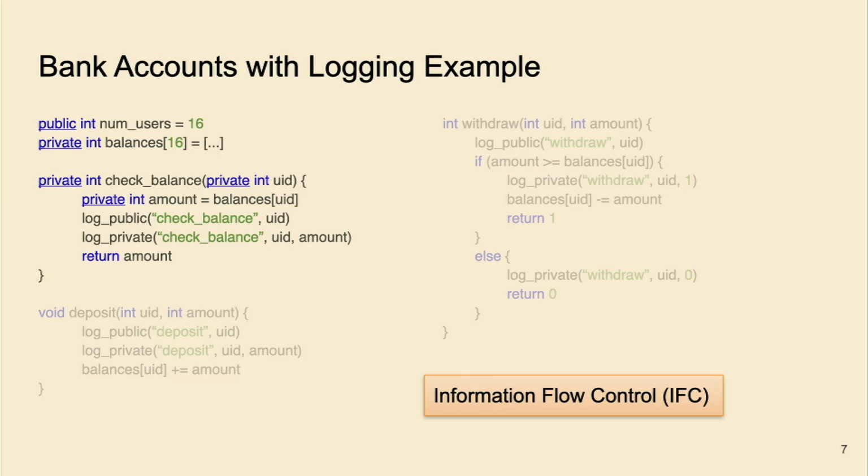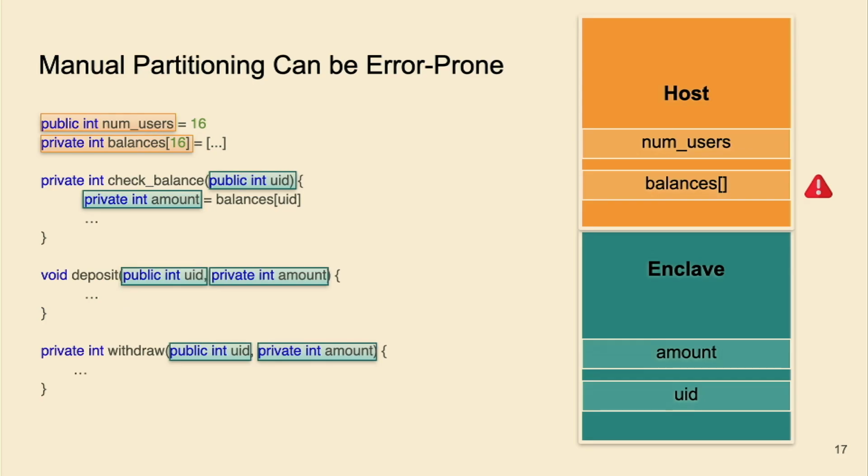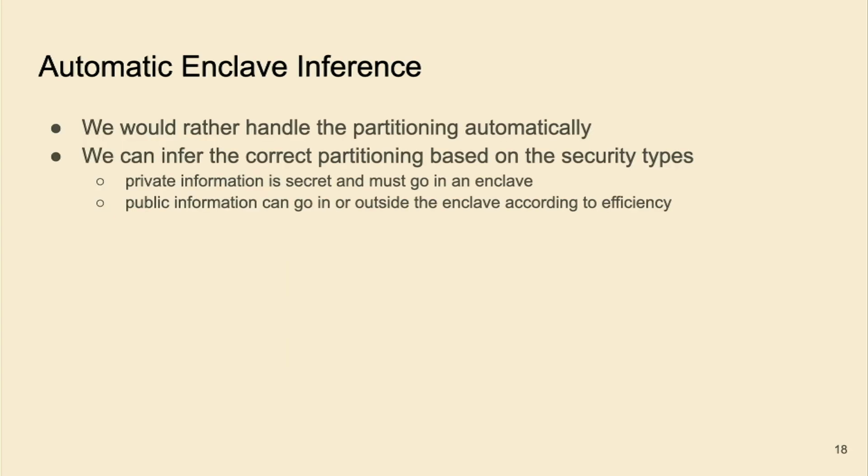One of the dangers of trying to partition our code by hand is that we can make a mistake. So in this example, I've placed balances in the host outside of the enclave, so we no longer are being protected from attackers. So that's a problem, and we want to avoid that. So we don't want to partition manually, we want to partition automatically.